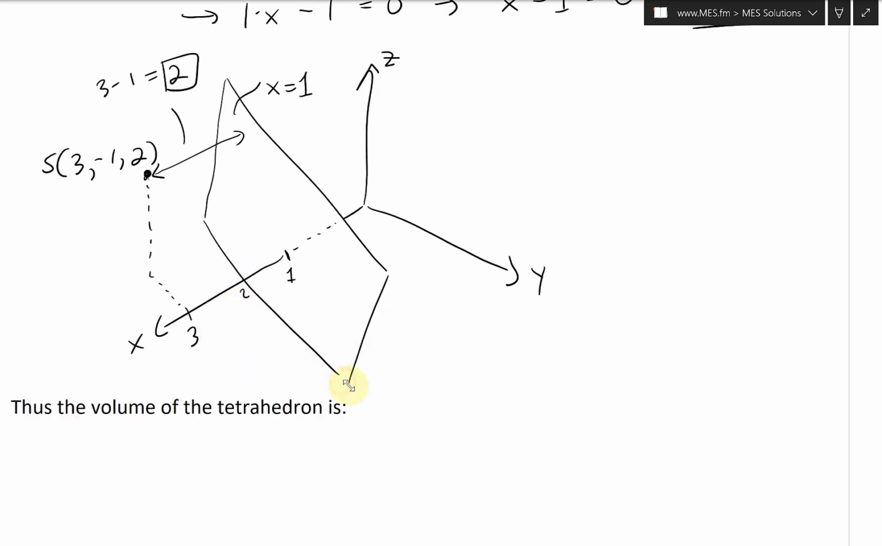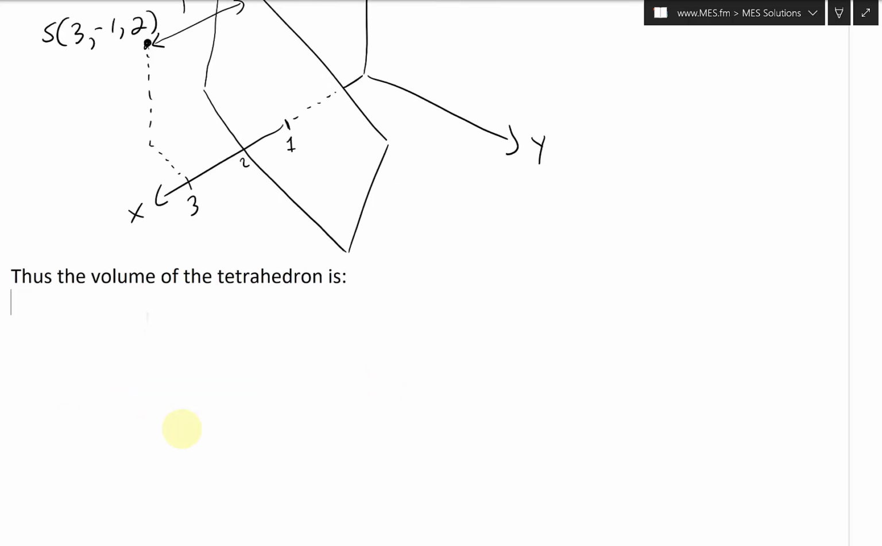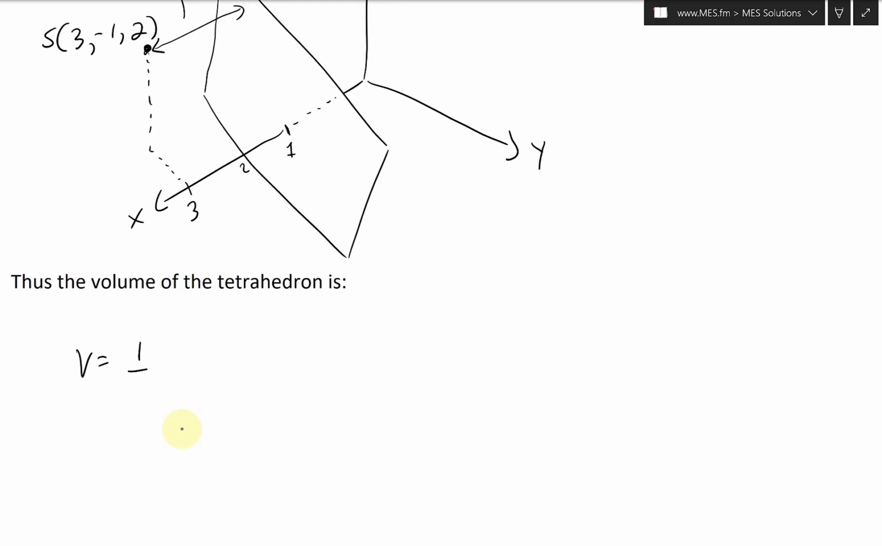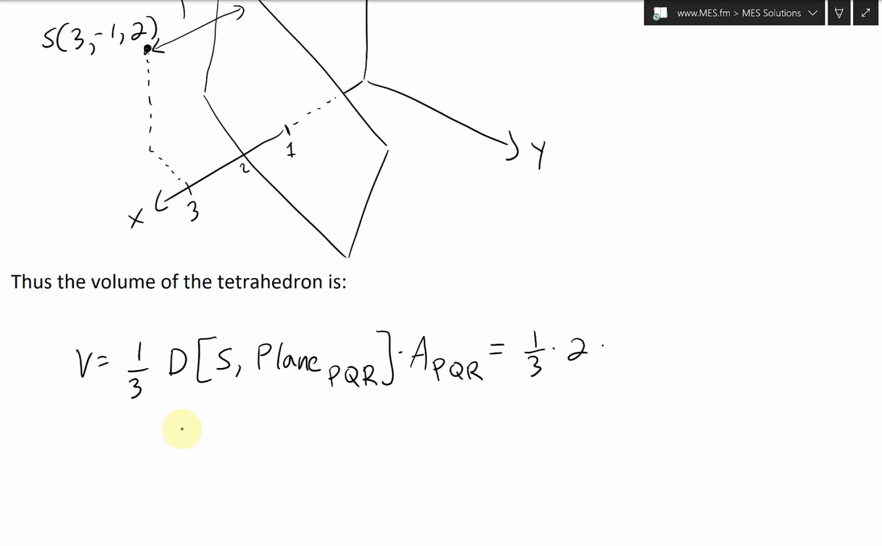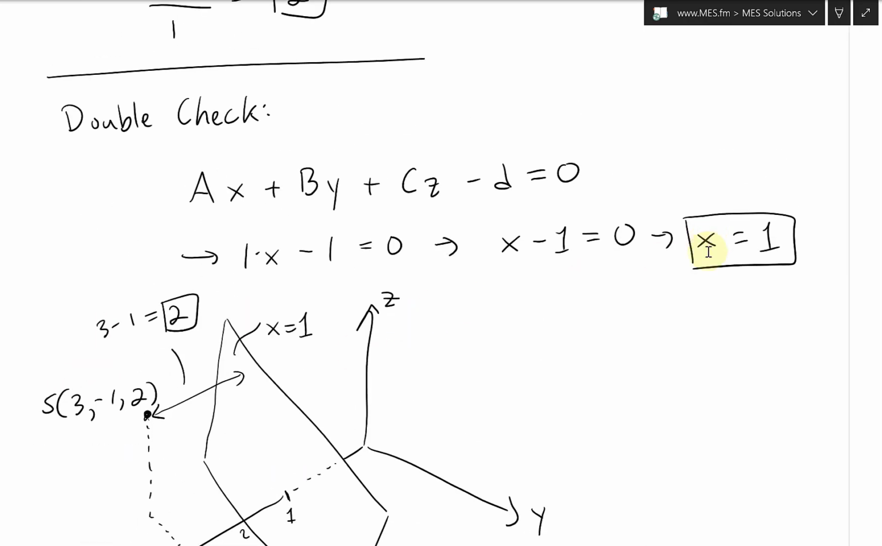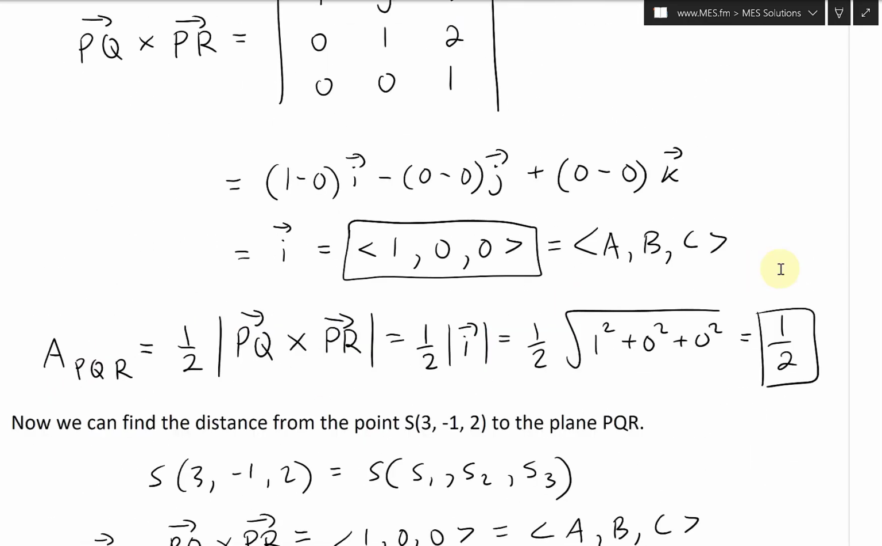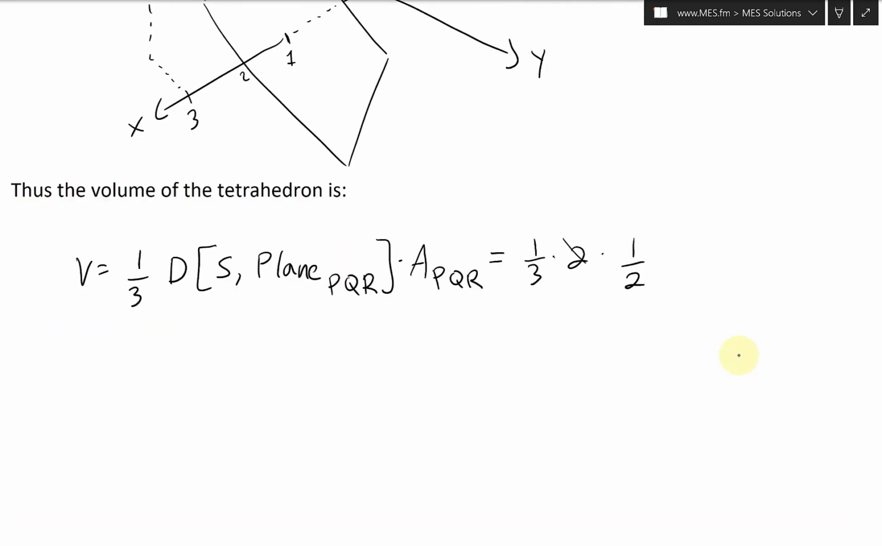And now the next step is, let's just put it all together. So thus the volume of the tetrahedron is, so V equals 1/3 times d, the distance from the point S to the plane PQR, times the area of PQR. This equals 1/3 times the distance, which is 2, times the area, which is 1/2. Just to double check, the distance is 2, the area is 1/2, and these 2 cancel, and this equals 1/3.